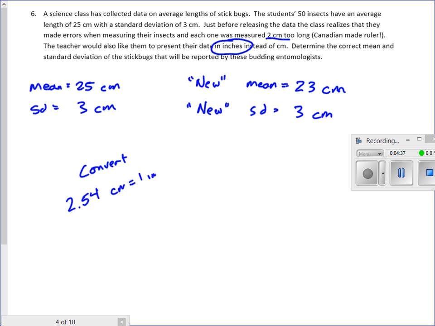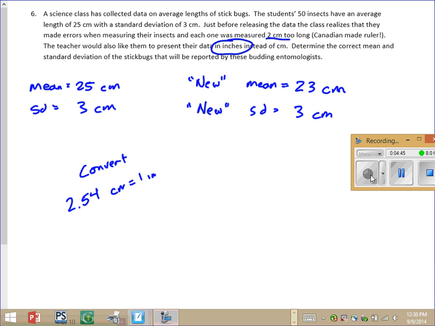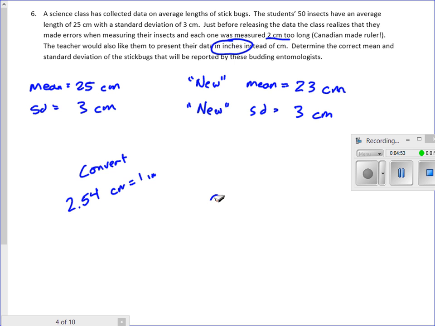So in order to make this conversion, we need to just go ahead and divide through by 2.54. And so if we go ahead and do the 23 divided by 2.54, we end up that we are at 9.05 inches, and 3 divided by 2.54 is 1.18 inches. So there's my mean. There's my new standard deviation.